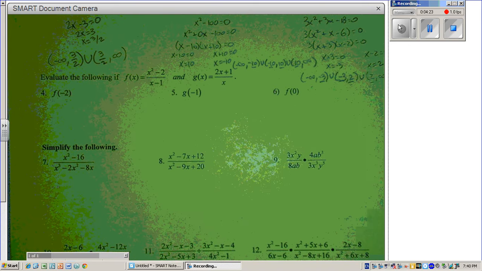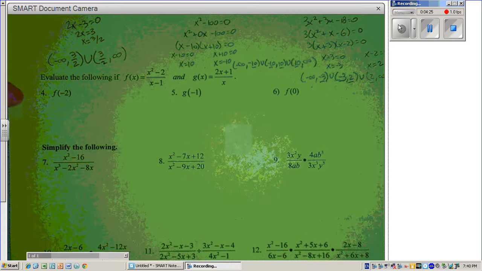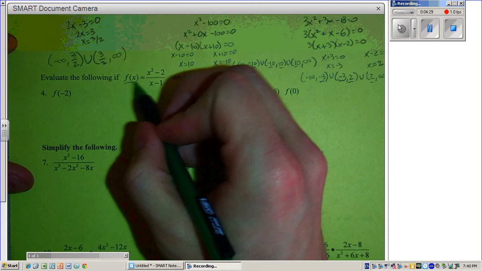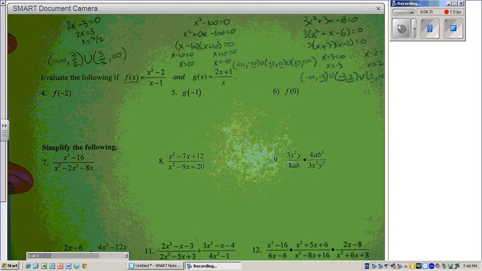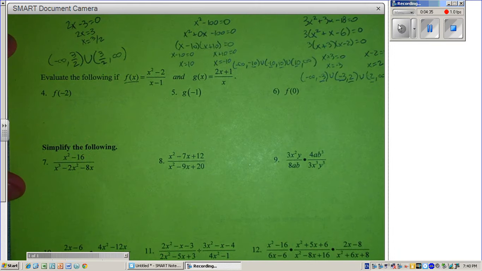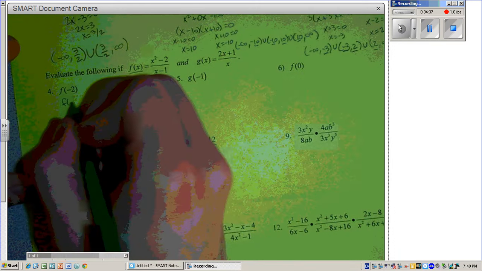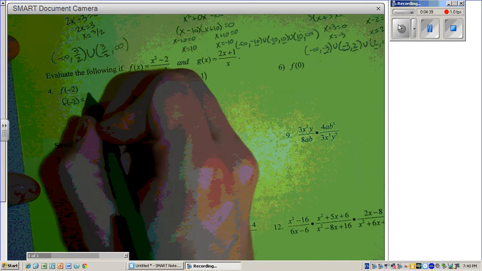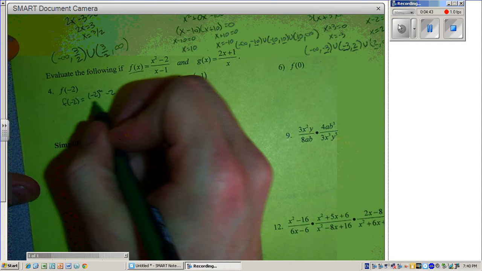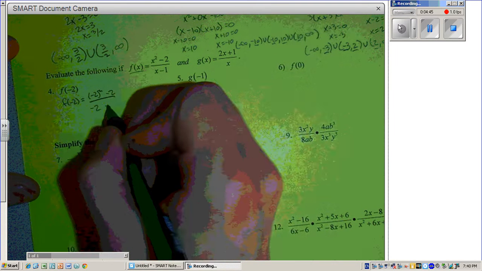Okay, let's jump right in. So for number 4, function f of x, that's going to be this first function right here. So now I know I'm dealing with that function f of x. Now wherever I see an x, I'm going to plug a negative 2 in. So if I do f of negative 2, I need to make sure that I'm using parentheses, squaring it, minus 2, negative 2 minus 1.